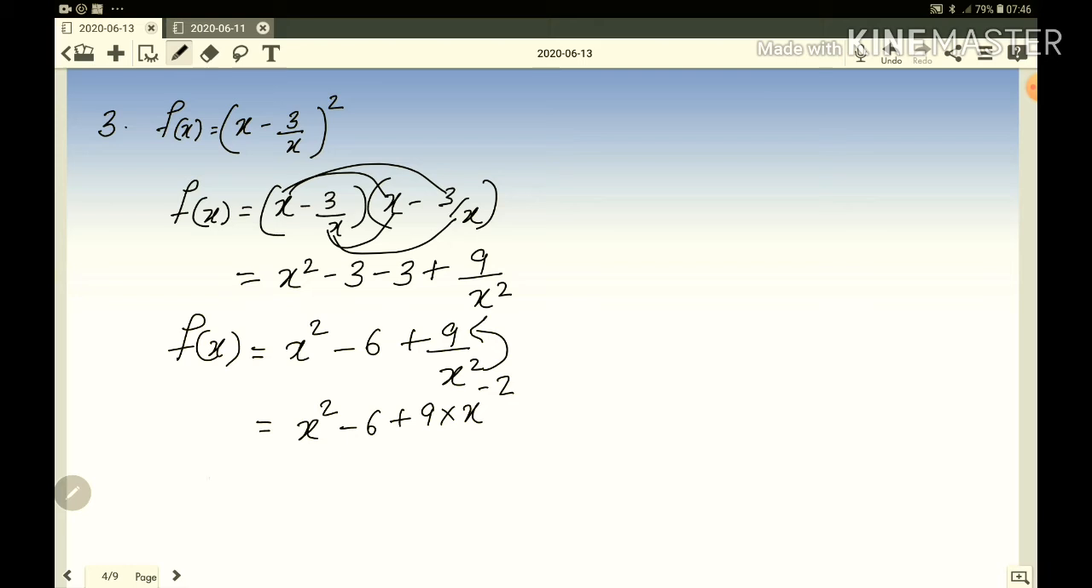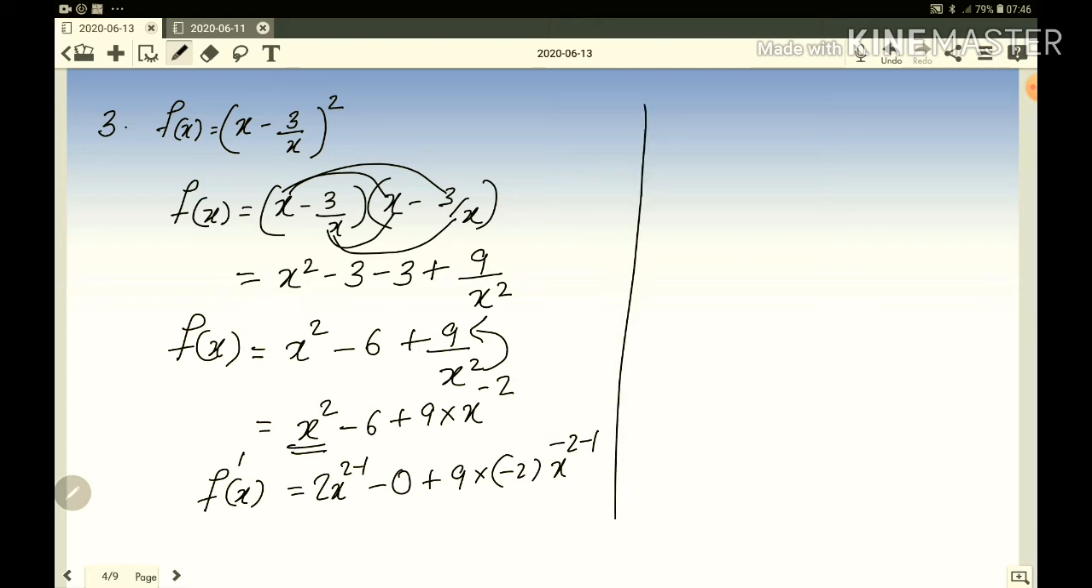Now I am differentiating, so f of x is there, so I can write f dash x. Instead of f dash x, even if you write dy by dx, there is no problem. x squared becomes 2x to the power 2 minus 1, minus this term 6 going to be 0, plus 9 times minus 2x to the power minus 2 minus 1. See, I'm done with differentiation, right? Now I have to arrange it, I have to simplify.